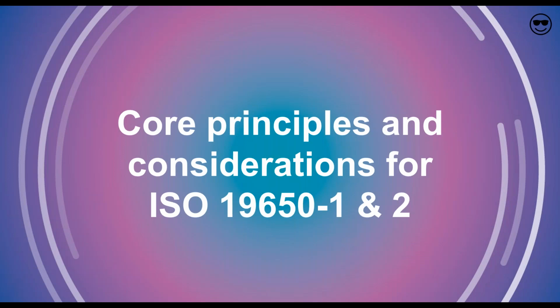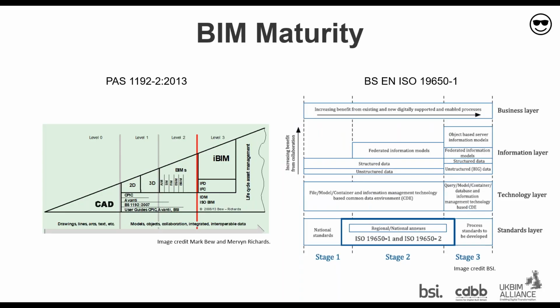So, some core principles and considerations for ISO 19650 Parts 1 and 2. As Andy's already touched on, the wedge is no more from the previous BIM standards. That has now been replaced with a new diagram. This highlights stages of BIM maturity rather than levels, and again, similarly to the documents not being a like-for-like replacement, neither are the stages. The new stages are a combination of development of standards, advances in technology, and more sophisticated forms of information management to deliver increasing business benefit. So it's not just a straight like-for-like swap.